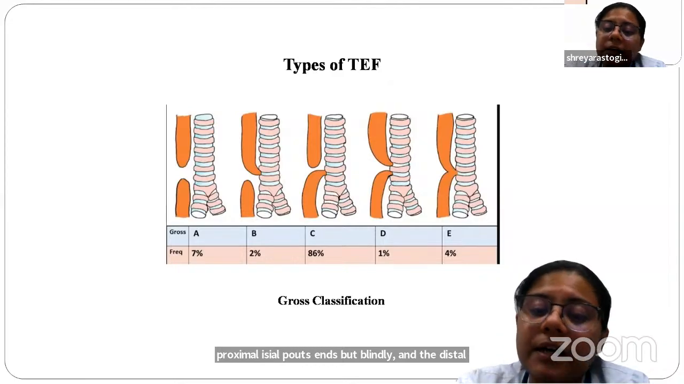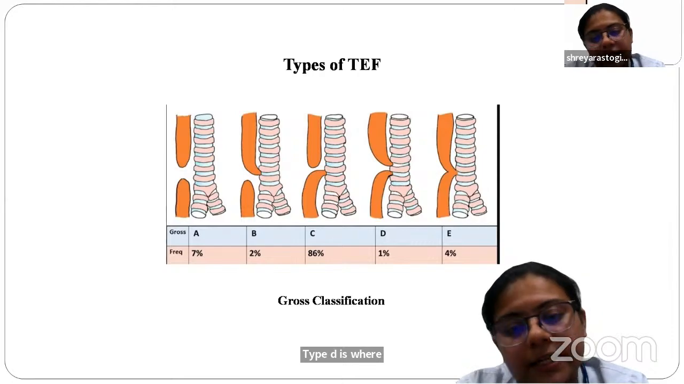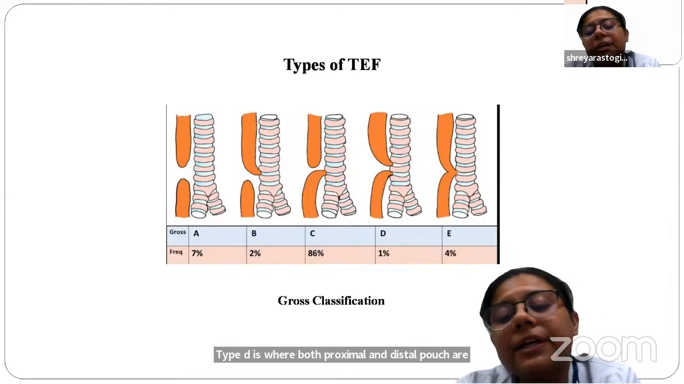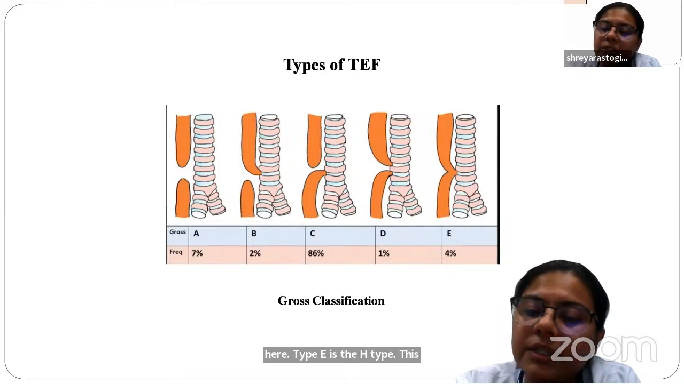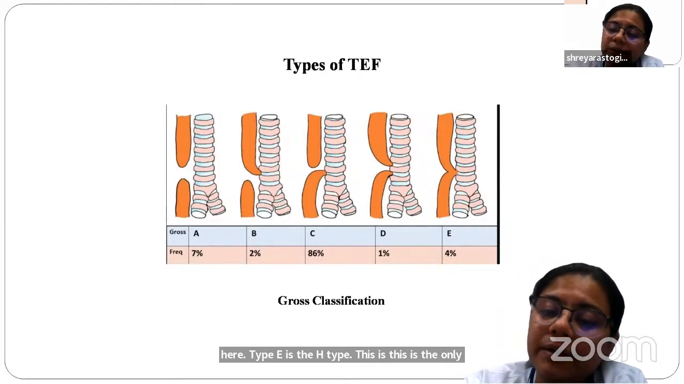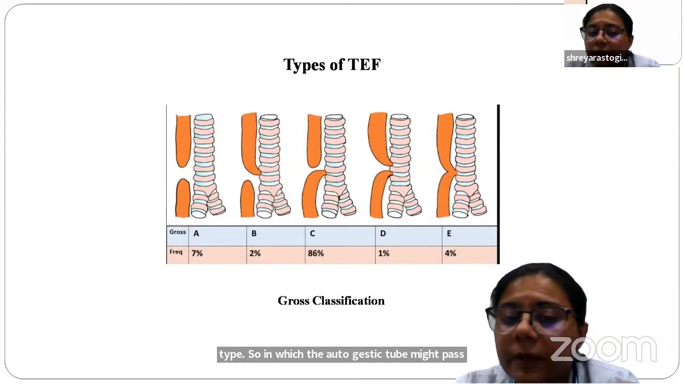Type D is where both proximal and distal esophageal pouch are ending as well as arising respectively from the trachea. Type E is the H type. This is the only type, sir, in which the orogastric tube might pass because the esophageal atresia is not there. The esophagus is connected to the H type fistula.